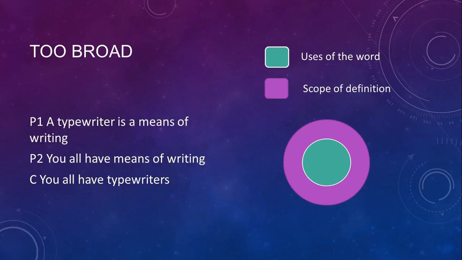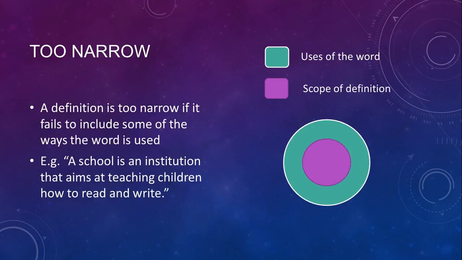And here's what happens if you use a too broad definition. P1, a typewriter is a means of writing. P2, you all have means of writing, therefore you all have typewriters. Clearly a bad argument, because one of the premises includes a definition that's just too broad. Just the opposite, too narrow. A definition is too narrow if it fails to include some of the ways that the word is used. So a school is an institution that aims at teaching children how to read and write.